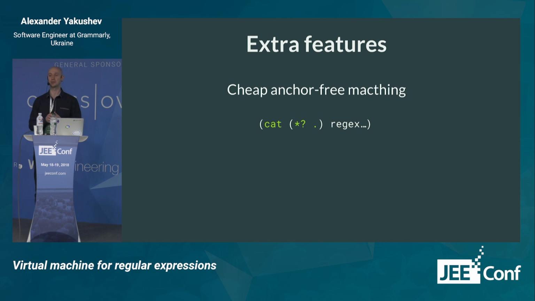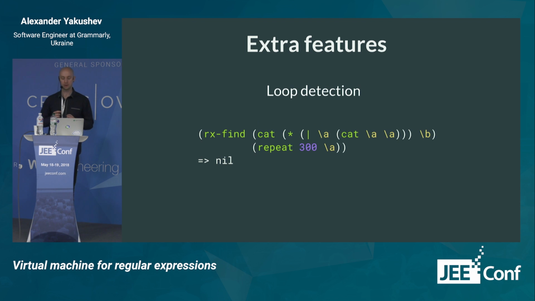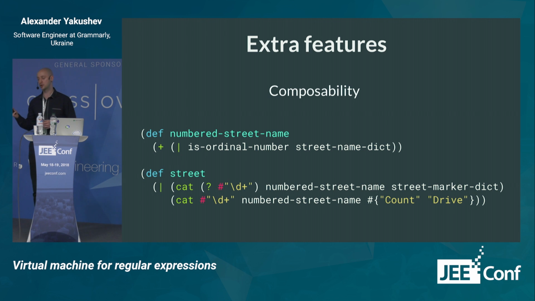Whereas with backtracking implementations, they just try to match the regular expression from every character in this case, and that makes it quadratic. And we also have loop detection. So the example from before, the one that killed the snake, we can run that on any input of any size, and it will finish very, very quickly. My favorite feature of this thing is the composability.